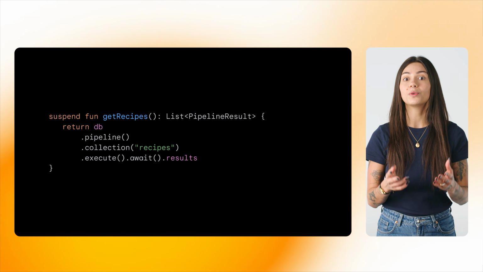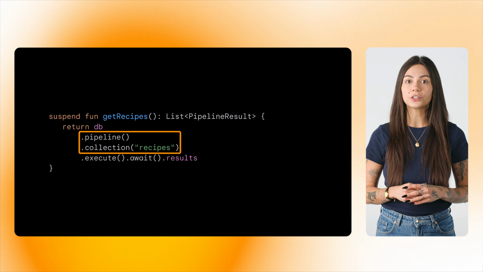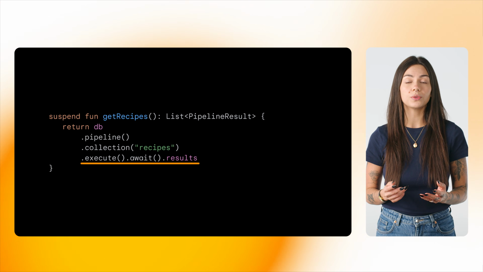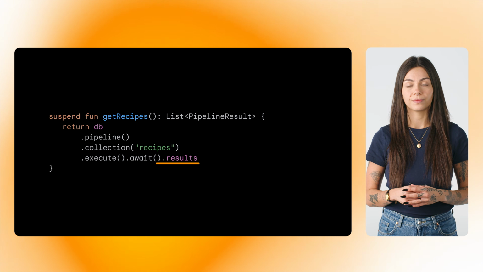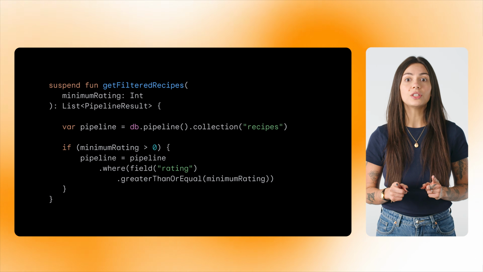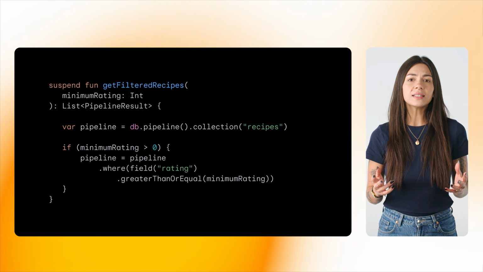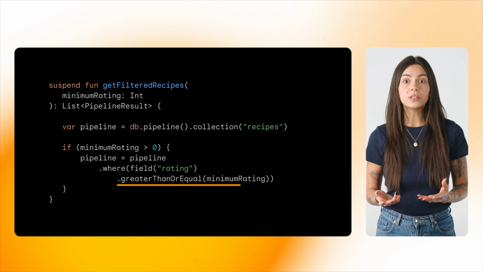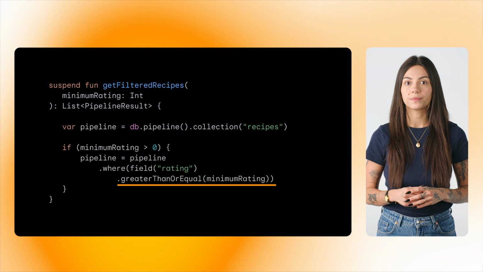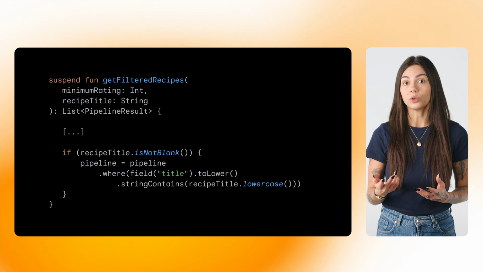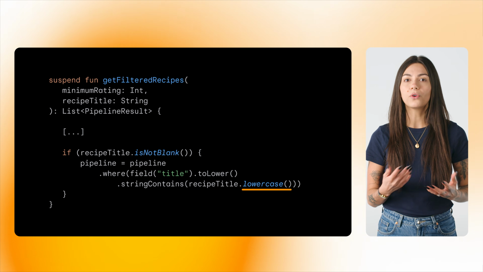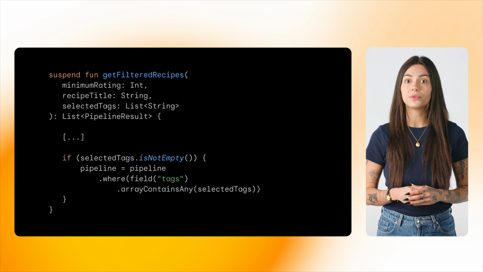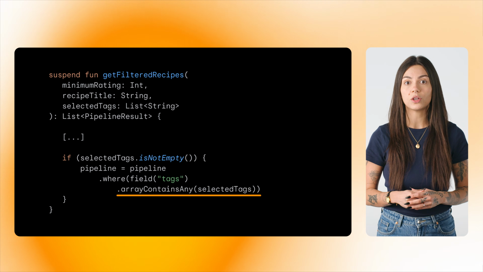To read data, you need to build a pipeline. You start by calling the pipeline function and defining the source collection. If you don't need to filter the list of documents, you can call execute here and access the documents in the results object. If you do want to filter this list, you need to add more stages to this pipeline. So let's say you want to filter for recipes based on a minimum rating selected by the user. In this case, you need to use the greater than or equal operation. If you want to filter the recipe by title, you can use the string contains operation and perform some text transformations like the to lower function. You can even allow the user to filter based on various tags using the array contains any operation.